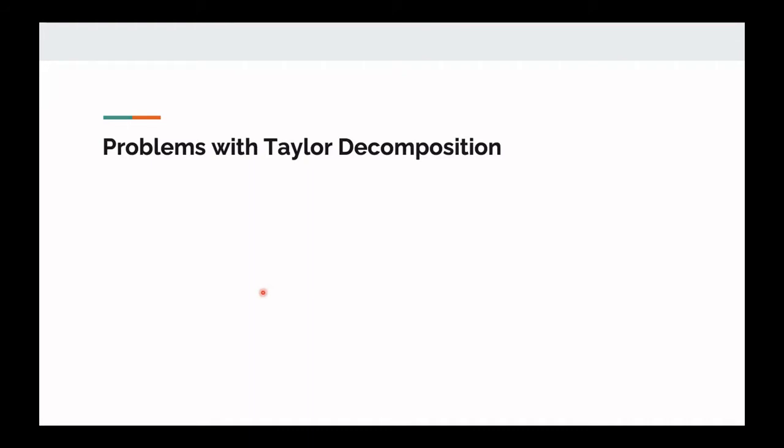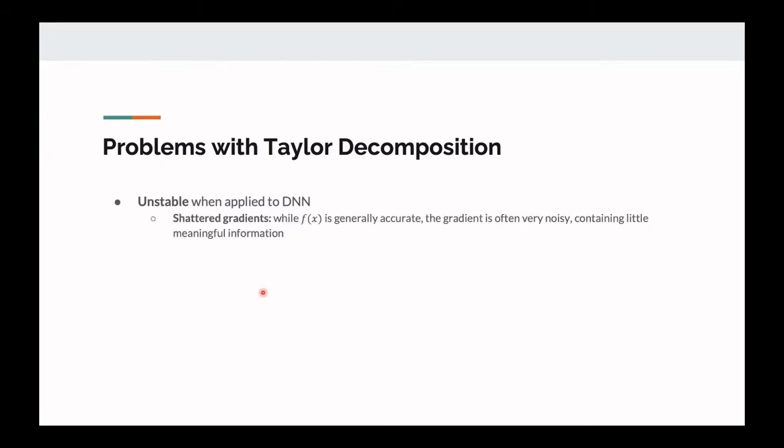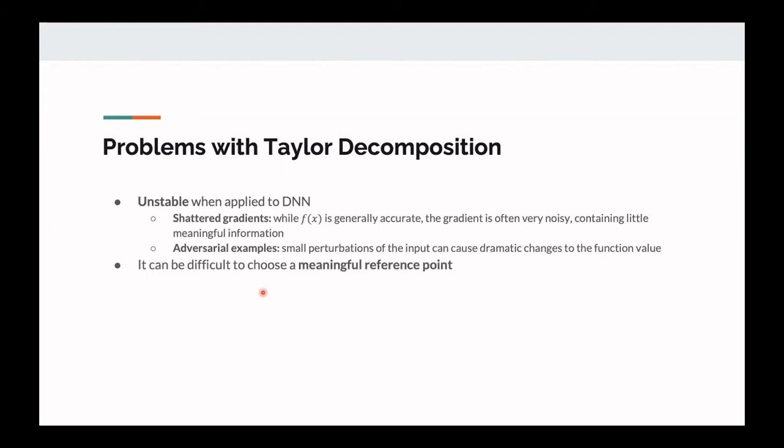And then the authors immediately discuss some problems with Taylor decomposition. The first one is that it is unstable when applied to deep neural networks. They attribute this first to the shattered gradients problem, which is that while the function is generally accurate, the gradients are noisy. They contain very little meaningful information. And then they also give the example of adversarial examples, right? Small perturbations of the input causing dramatic changes to the function value. And there's also the problem of choosing a meaningful reference point, right? If you pick 0, for example, it might be far away from the real input.